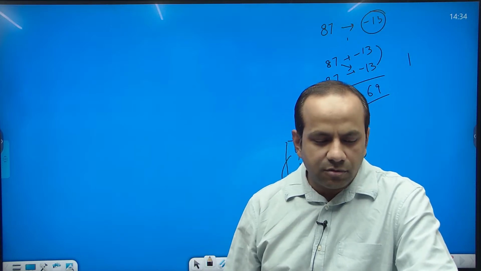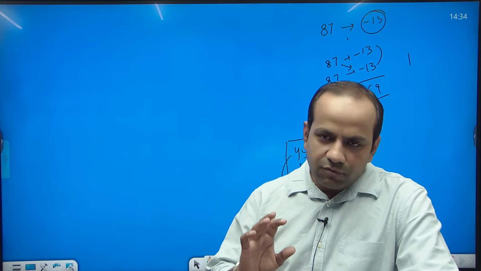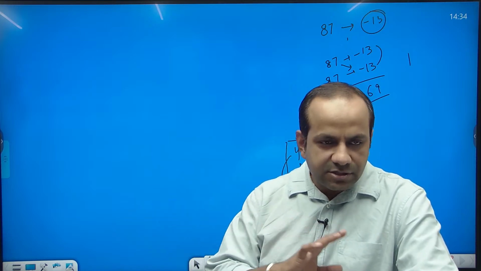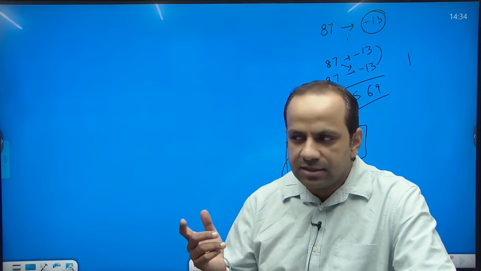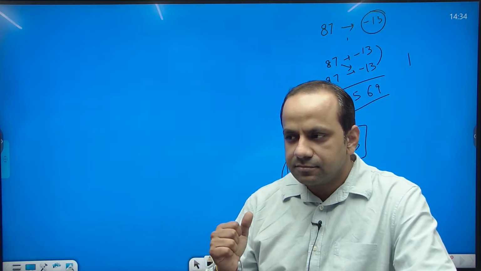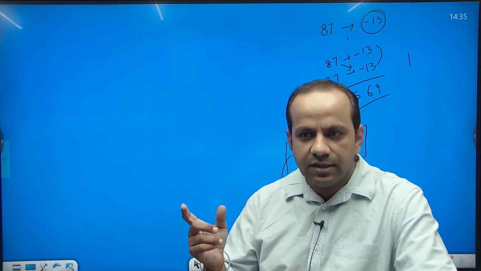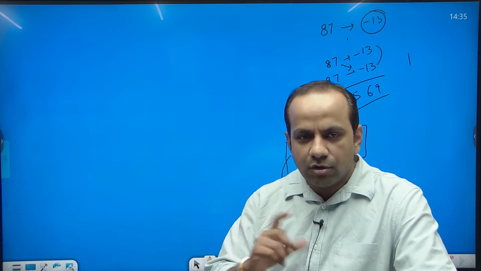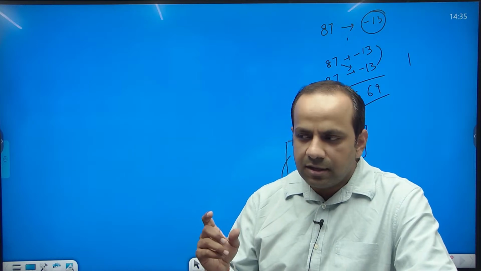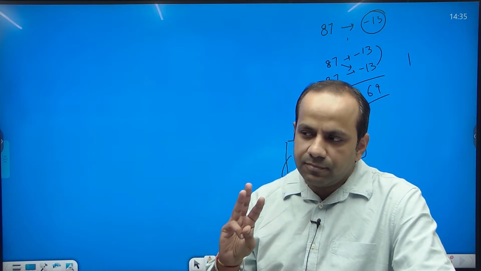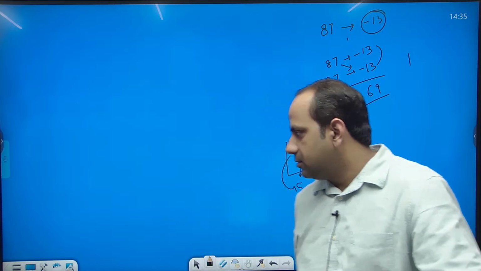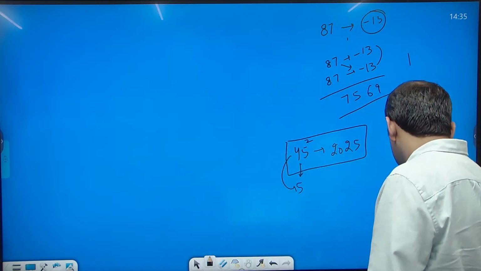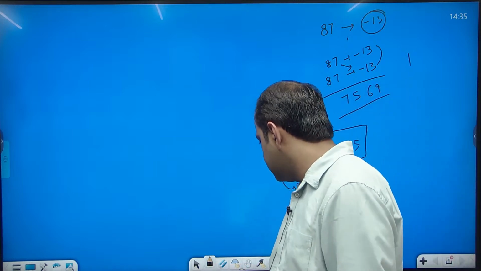Okay, so what we have covered in the last class, we have covered the squares, we have covered the prime numbers. You know how many prime numbers are there between 1 to 100? And the only even prime number is 2, and the only 3 consecutive odd prime numbers are 3, 5, 7. You all are very comfortable with this concept.